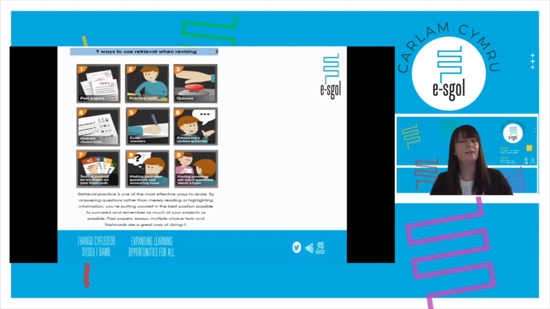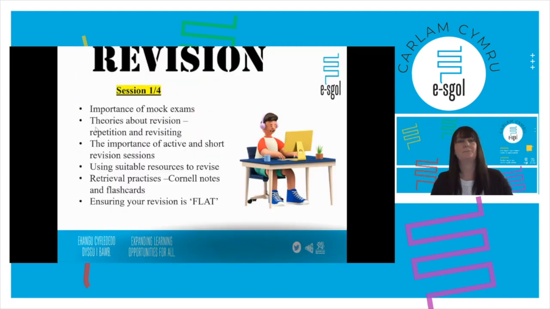So retrieval is one of the most effective ways to revise. Answering questions rather than just reading or highlighting information, you're putting yourself in the best position possible to succeed, and remember as much of your subject details as you possibly can. Past papers and essays and all those things really do help retrieval practices. They're a great way of learning how to revise.